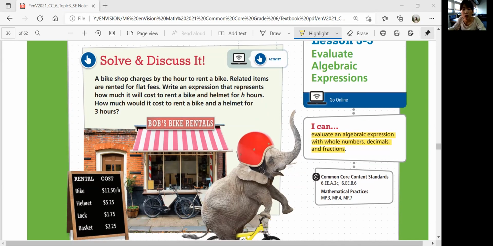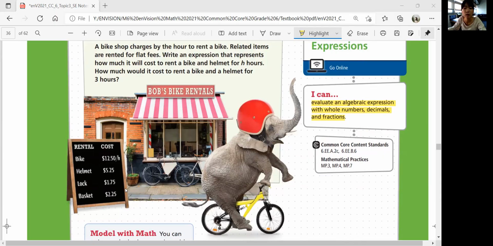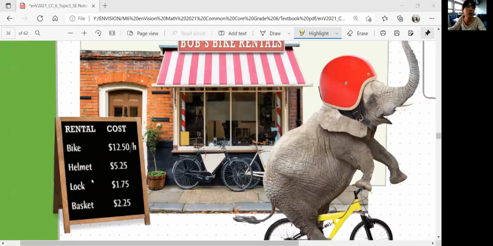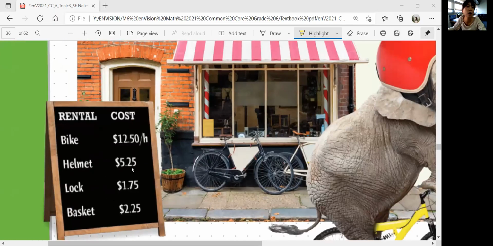Okay. Let's identify some important information. It charges by the hour, so every hour it will charge you. Look at the cost. The bike is going to cost $12.5 per hour. And if you want to borrow the helmet, that's $5.25, a one-time fee. The lock is 1.75, the basket is 2.25.